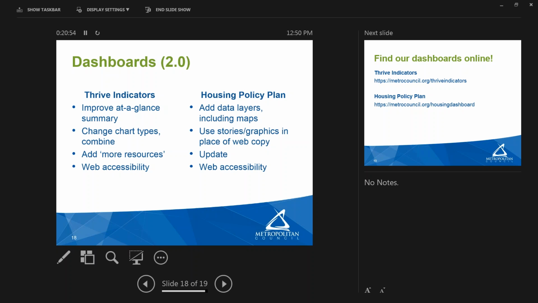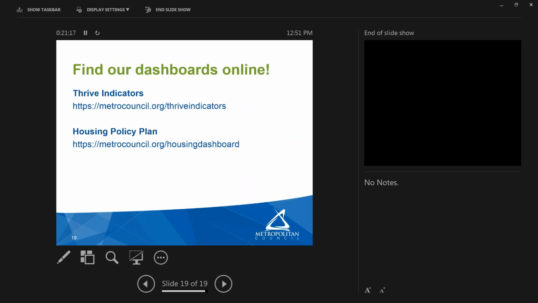So when we talk about, for example, areas of concentrated poverty, can we walk our users through what that means rather than just give them the five or six sentence explanation about what that is. And then again with the web accessibility issues, and we're also ready at this point to update many of the indicators in the data. So we'll be doing that with our next release. And these are the short URLs to our indicator dashboards: Thrive and housing policy plan.